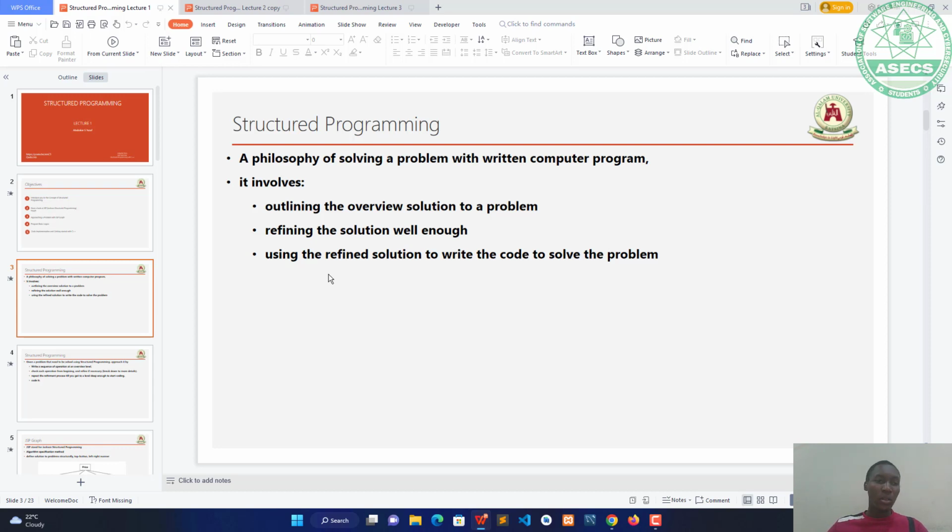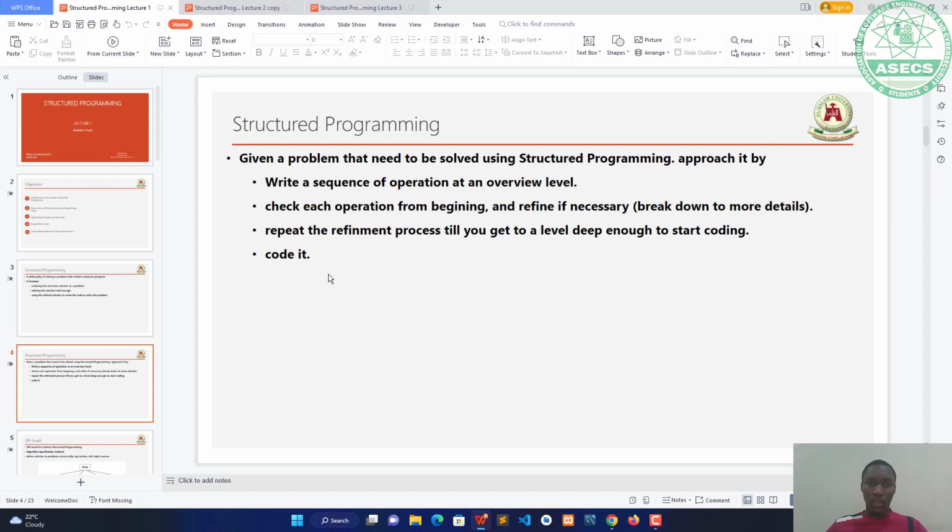So that is it for this slide. Let's try this one. Now sun ƙara explanation ne more of what structured programming is all about. You have to give me a problem that needs to be solved using structured programming. Approach it by writing a sequence of operations at an overview level. Let me just pick up an example of a problem.